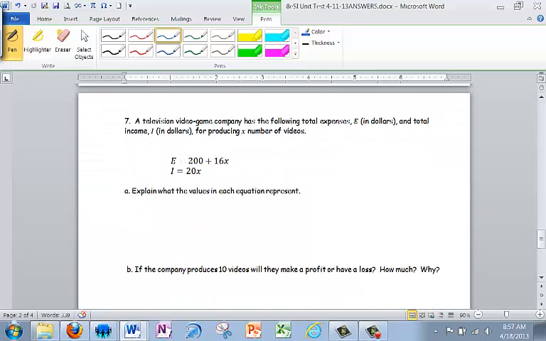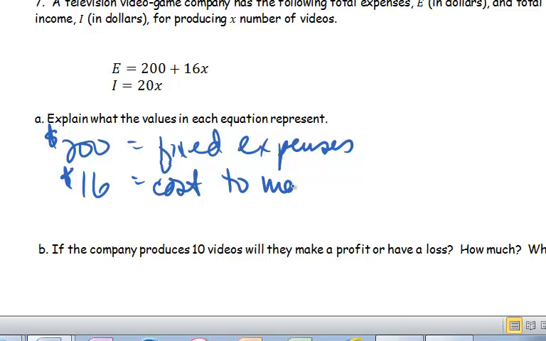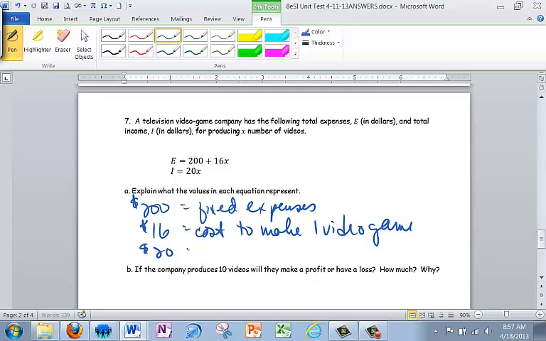Okay, the big problem. These are the expenses. I is the income. Explain what the numbers mean. So 200 is the fixed expenses. The 16 is the cost to make one video game. Some of you need to be careful, because some people said the cost of the video for 16, they said the cost of the video for 20. You need to make a distinction between those.